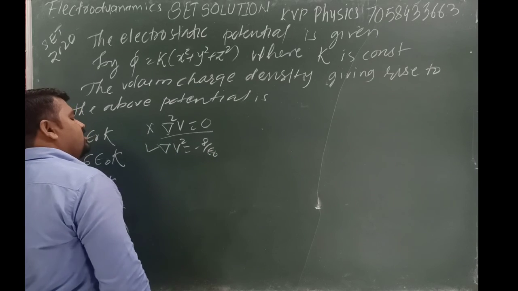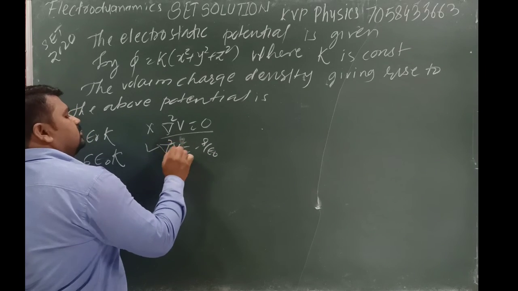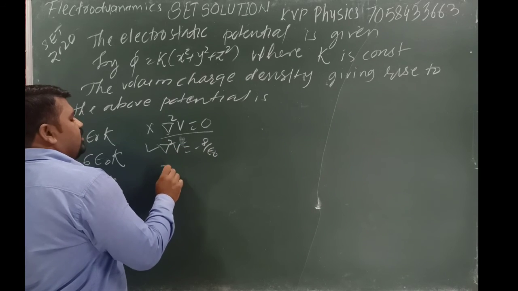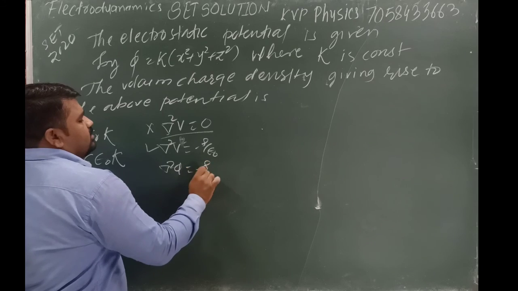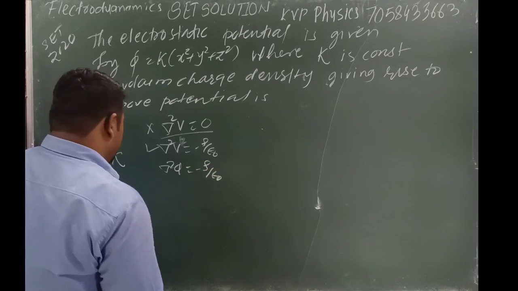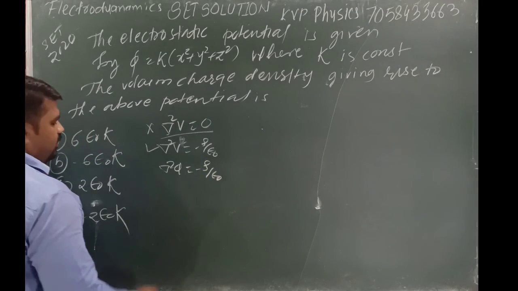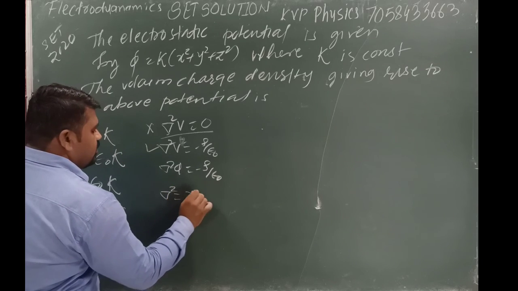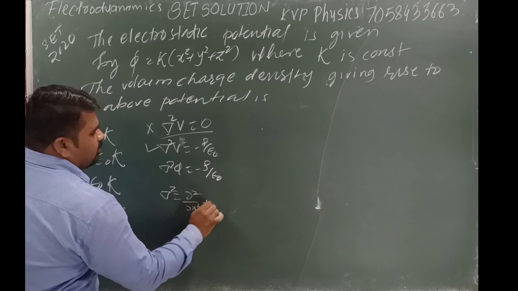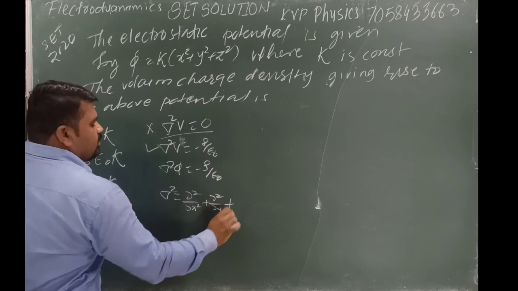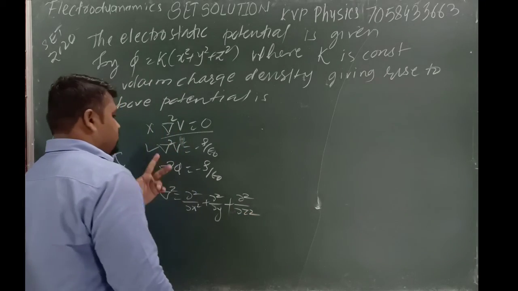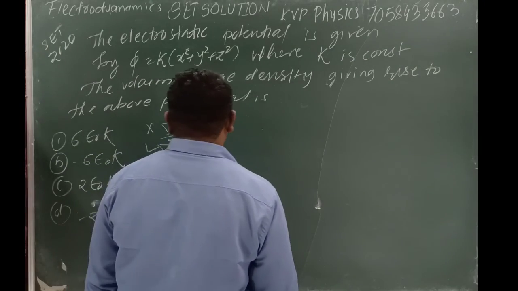Here potential and rho both are present, but V is replaced by phi. Then del square phi becomes minus rho by epsilon naught. Now here the system is Cartesian. Del square is equal to del square upon del x square plus del square upon del y square plus del square upon del z square. This is the del square value for the Cartesian system.